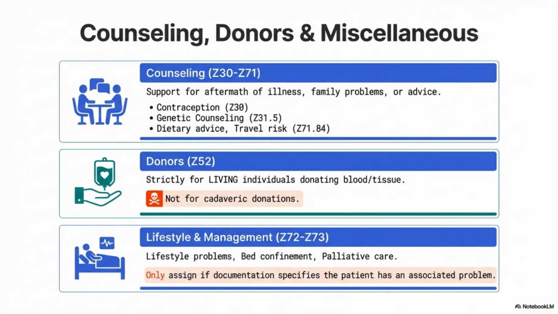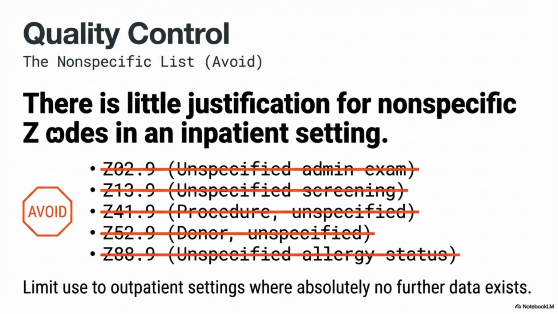These codes help capture encounters that focus on guidance, support, or non-disease-based needs. Counseling codes apply when the visit centers on services like contraception, genetic counseling, or dietary and travel advice. Donor codes are used only when the individual is a living donor, such as someone giving blood or tissue. And lifestyle or management codes are assigned only when the documentation clearly shows the patient has a related issue that needs attention. Non-specific Z codes should be used only when there truly isn't enough information to assign something more precise.